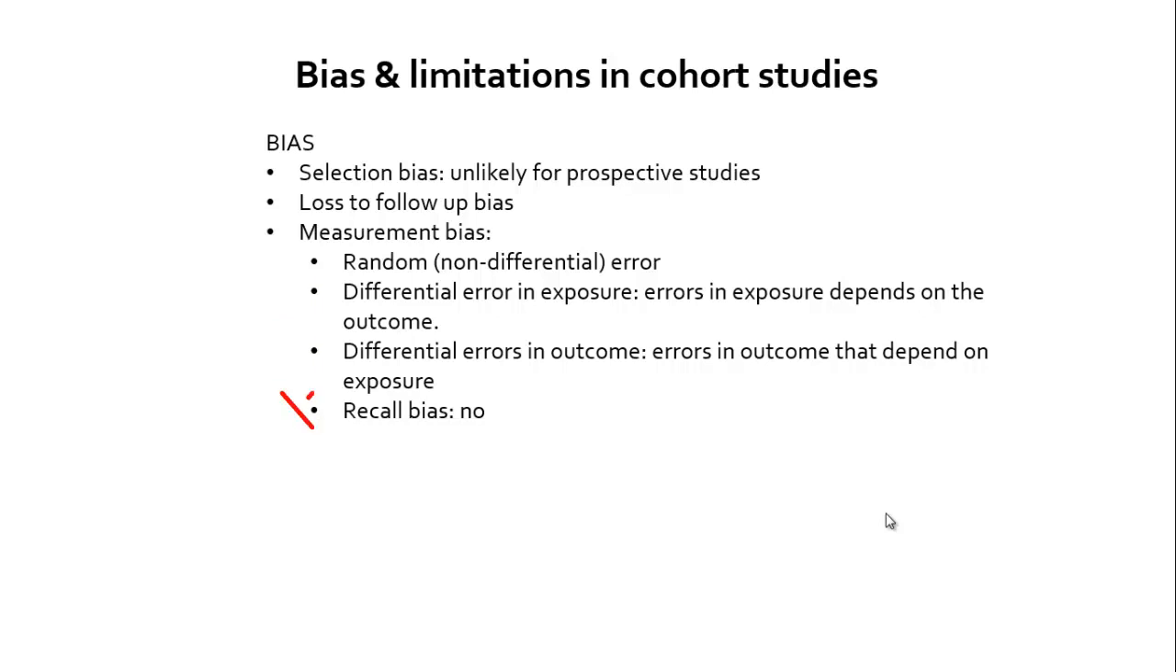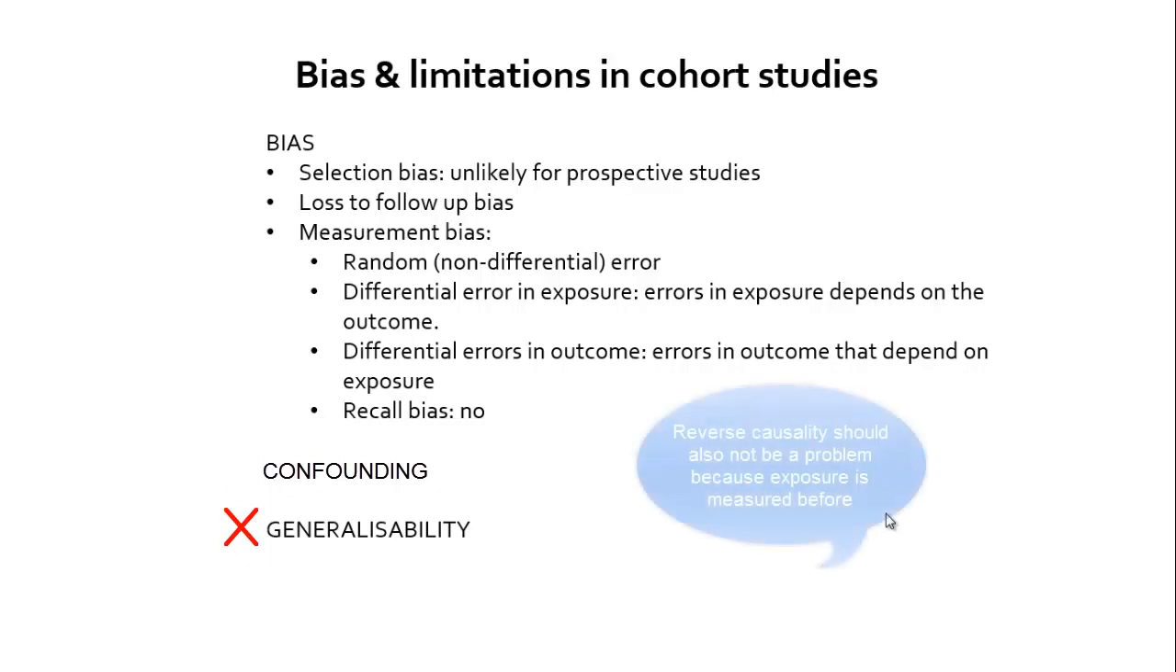And what about recall bias? Well, because the exposure information is ascertained or measured before the outcome, then that's not a problem for cohort studies. And of course, because it's an observational study, we have to consider confounding. And lastly, generalizability. Well, that would depend on the characteristics of the population studied as to whether the results of a particular cohort study can be generalized to other populations.